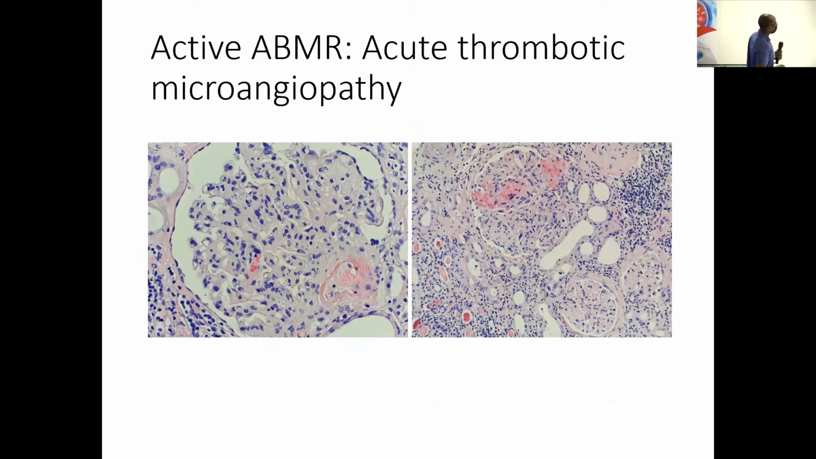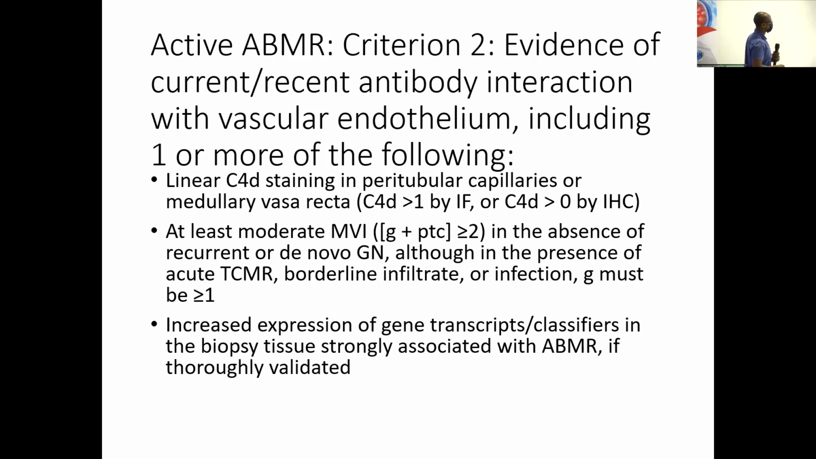This is an example of thrombotic microangiopathy, where you have thrombus within the afferent arterioles and within the glomerulus itself. You would then need to decide whether or not this is due to CNIs, and that's not always easy. It helps if you have additional features suggestive of rejection within the biopsy to decide that, yes, this represents a spectrum of antibody-mediated rejection.